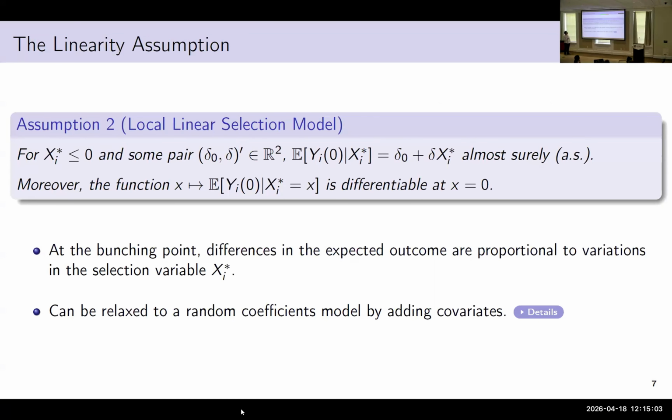Okay. So this is the setup. Treatment with bunching, selection variable, potential outcomes virtually unrestricted, except for this quantity, and the treatment effect function, the ATT function, differentiable at zero. Okay?